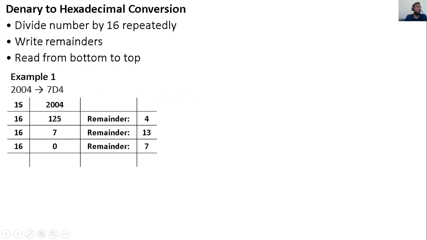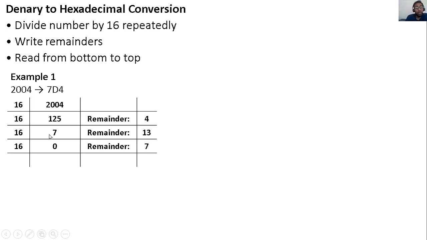2004. If we divide by 16, 16 multiplied by 125 gives us 2000. 2004 minus 2000 gives us the remainder 4. Now next number is again 125. 125 is not fully divisible by 16. If you divide it by 16, you get 7. 16 multiplied by 7 gives 112. 125 minus 112 gives us the remainder 13.